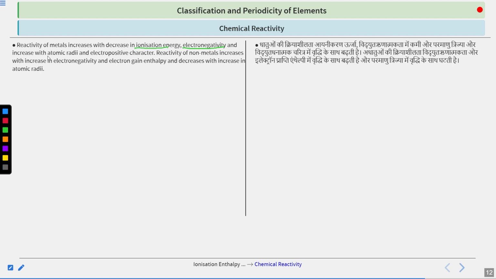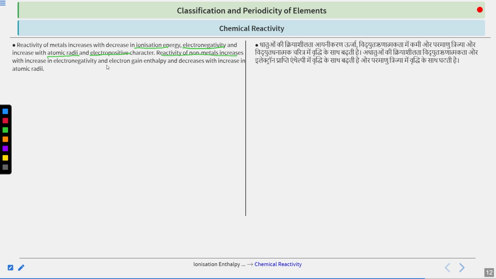And the same goes for the atomic radii, because if the atomic radii is large, then it will also increase reactivity. If the atomic radii is small, then it is difficult to remove the electron and reactivity decreases. And similarly, if a decrease in electronegativity can result in an increase of reactivity, then an increase in electropositivity can increase the reactivity.